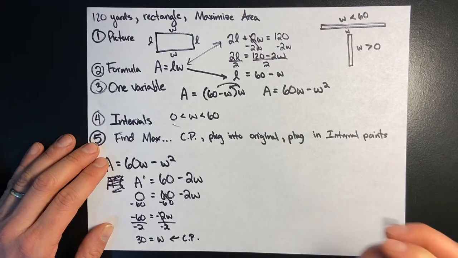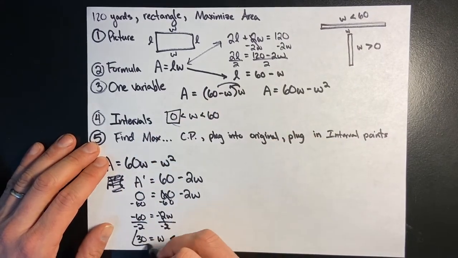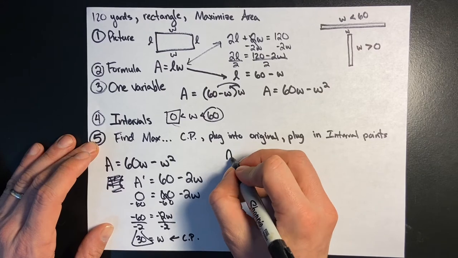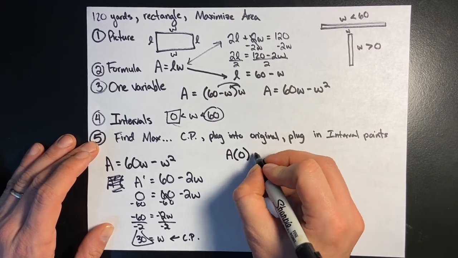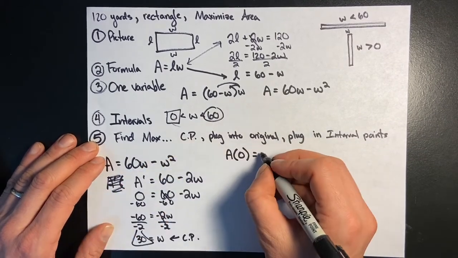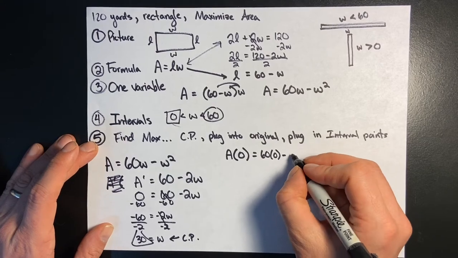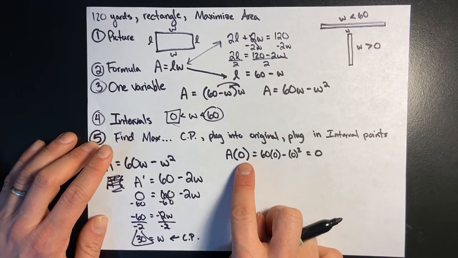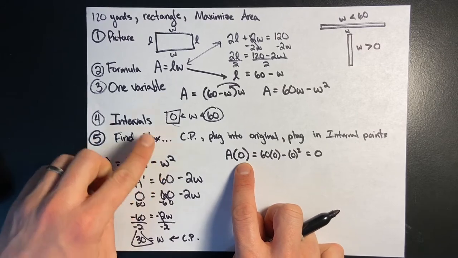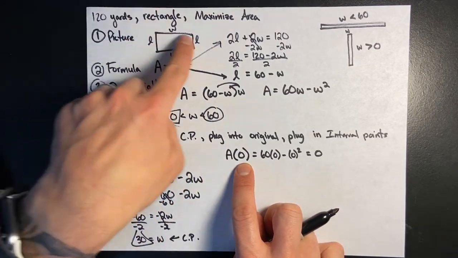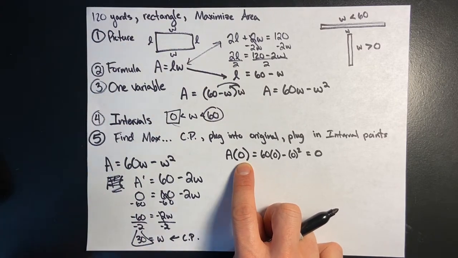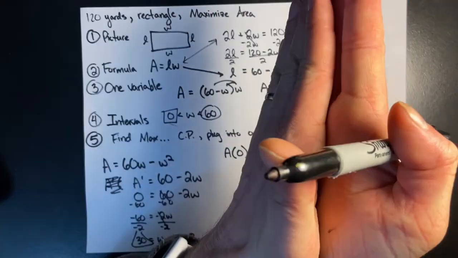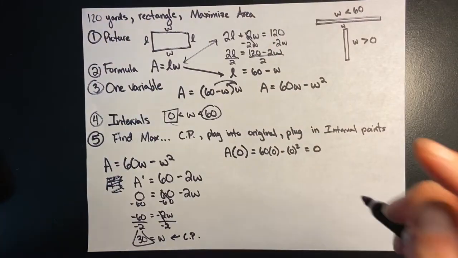All right. So these are the points that I need to plug in. I need to plug in 0, I need to plug in 30, and I need to plug in 60. So let's go ahead and plug those into the original equation. A of 0 is going to be 60 times 0 minus 0 squared. Checking my math, that gets me 0. What that means is if I decided that my width should be 0, I would have no width, and 60 yards of fencing by 60 yards of fencing and no width, and I would have an area of nothing. That would look like this guy. I make the skinniest possible rectangle where basically the fences touch, and I'm not going to have an area.